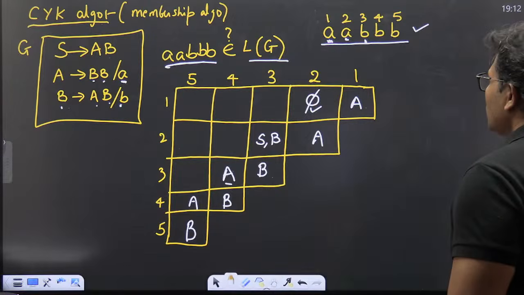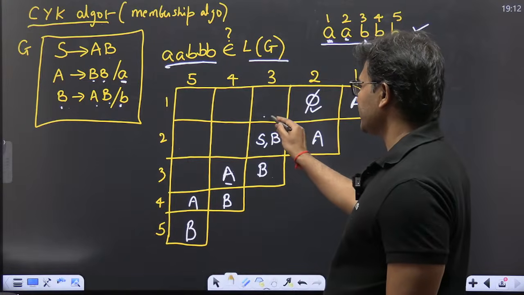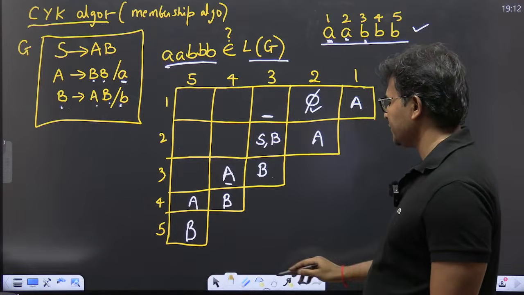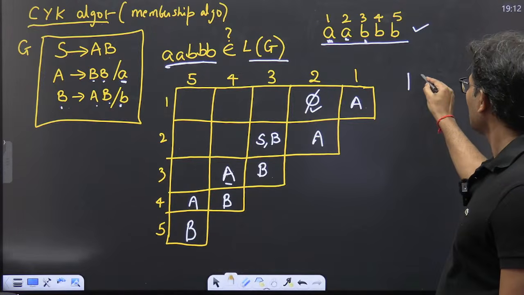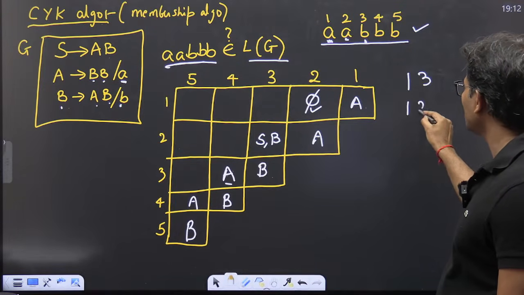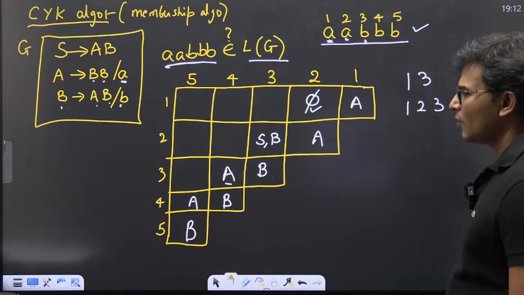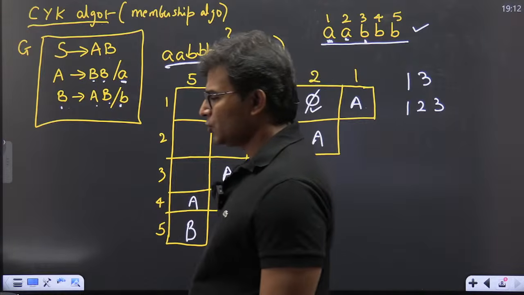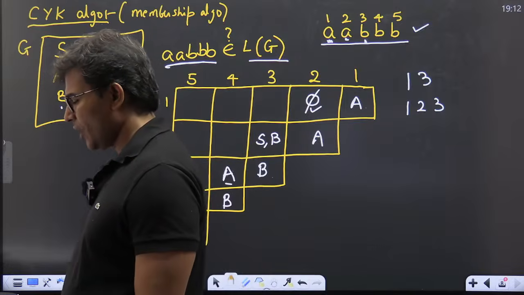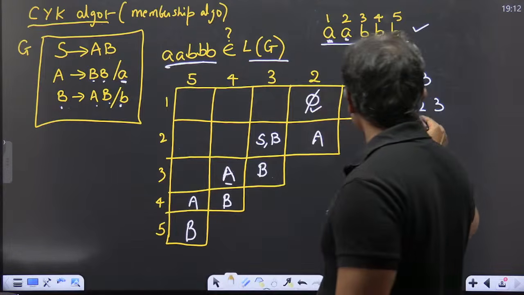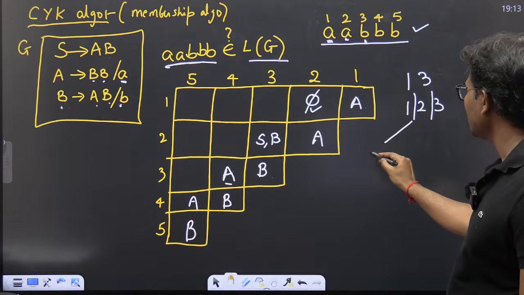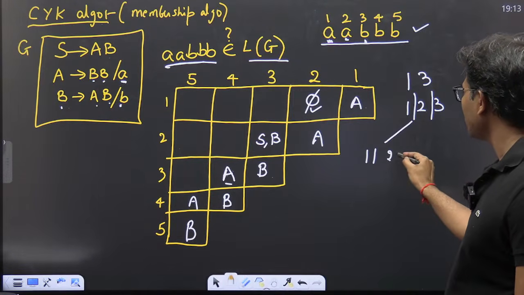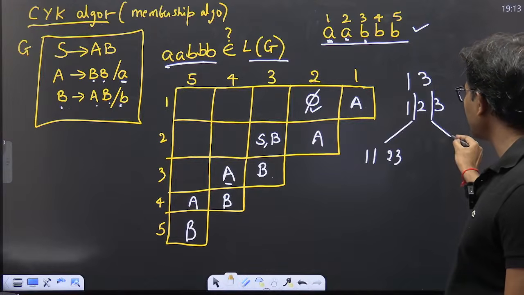So what about the next entry? This entry is the next entry, okay? 1, 3 is nothing but 1, 2, 3. You can break it here or you can break it here, right? If I break it here, I will get 1, 1 followed by 2, 3. Or if I break it here, I will get 1, 2 followed by 3, 3.